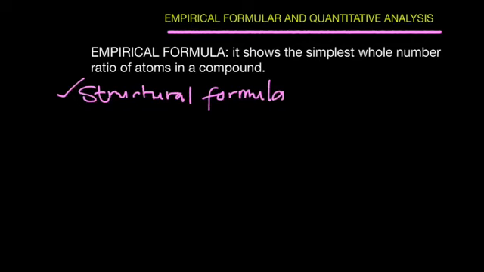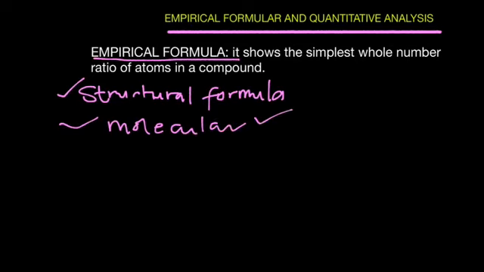There are three ways by which organic compounds are written in terms of their formula. We have the empirical formula, we have the structural formula, and we also have the molecular formula. So what are the differences between them?